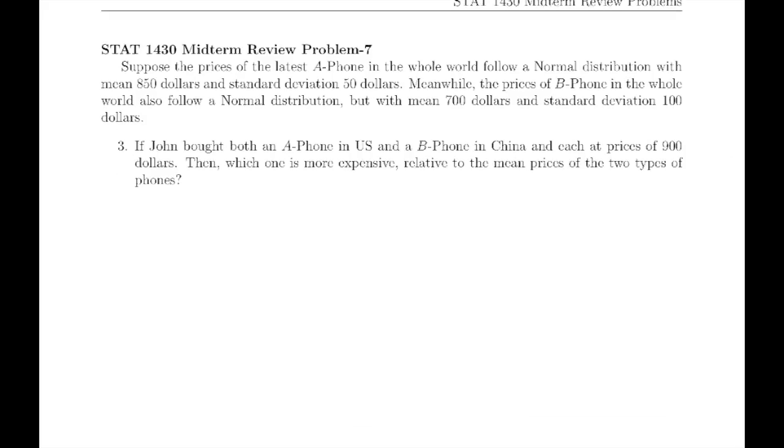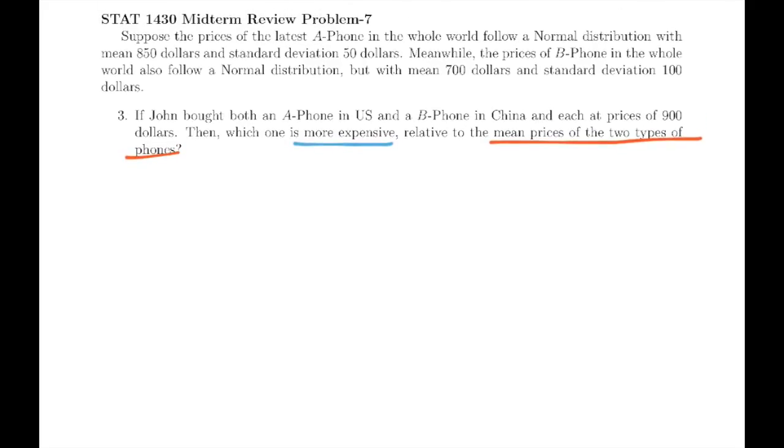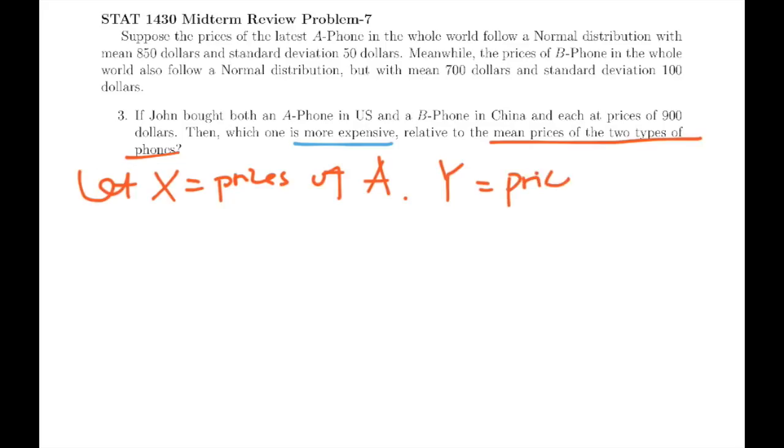Alright, then suppose John bought both an A phone in the US and a B phone in China, each at a price of $900. And then we want to determine which one is more expensive relative to the mean prices of the two types of phone. Okay, so in this case, we're going to compare the z-scores. We have the same setting as before. Let x be the prices of the A phone and y be the prices of the B phone.